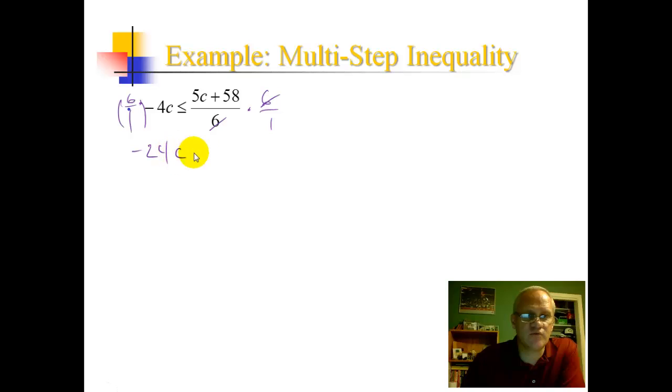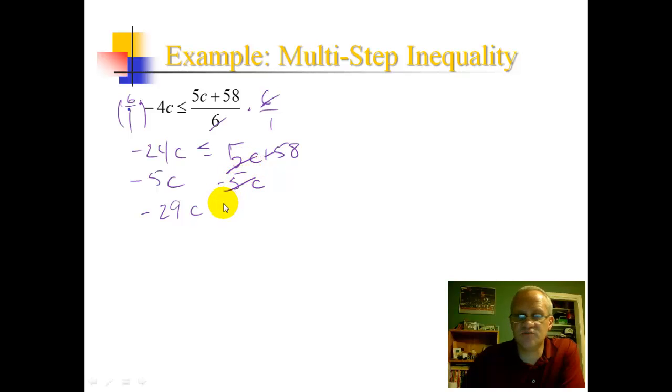So now I have -24c is less than or equal to 5c plus 58. I'll probably just go ahead and get this 5c over here. I think that'll be easier. So I'm going to do -5c. That gives me a -29c. Did I multiply or divide by a negative? No, I just subtracted, so everything stays the same.